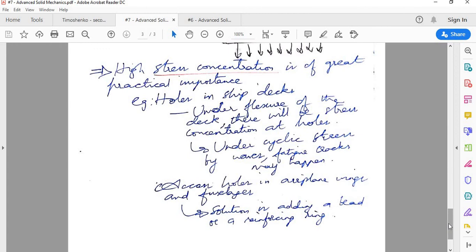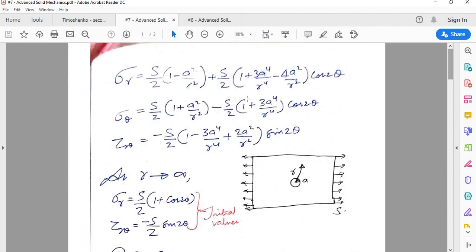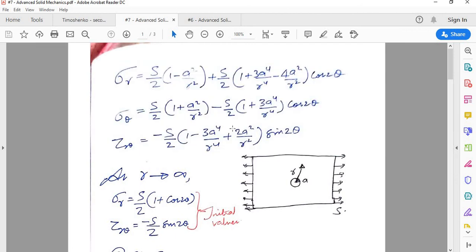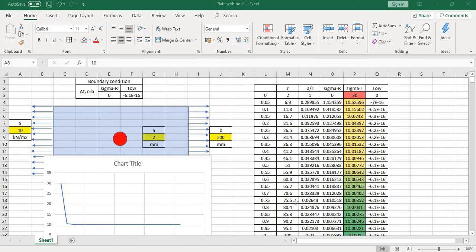Today's lecture was actually a very simple lecture, although I discussed many things. It's all about interpretation of this formula and what it means for the problem of plates with holes, both finite and infinite. If you have any doubts, please let me know. Thank you.